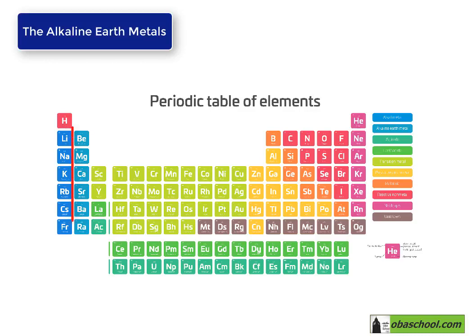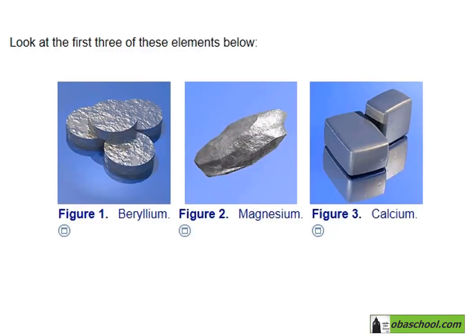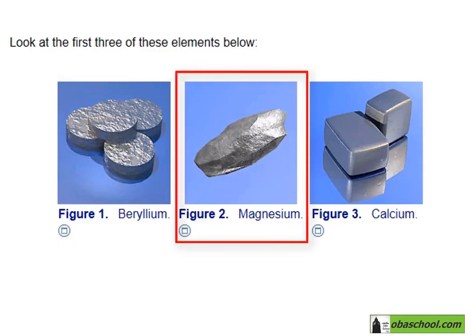Group 2, the alkaline earth metals. In this presentation, we are going to explore Group 2 elements. Those elements are called the alkaline earth metals, and they are beryllium, magnesium, calcium, strontium, barium, and radon. The three figures show you three of these elements: beryllium, magnesium, and calcium.